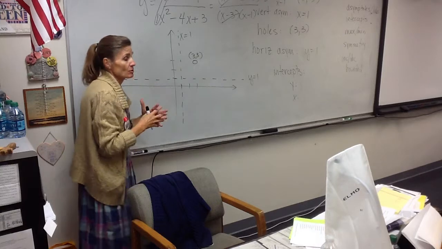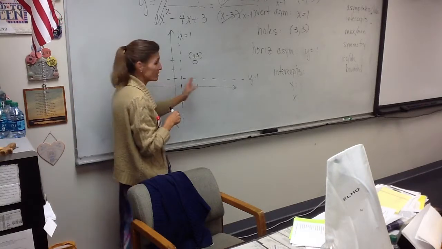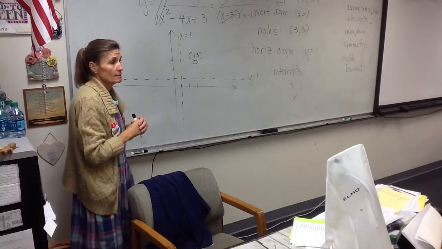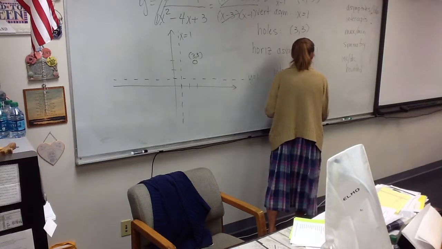Okay, now I need my intercepts. What are the intercepts? Those are the points where we cross the axes. And how do we say we were going to find them? They're points. What do we know about each of these points?